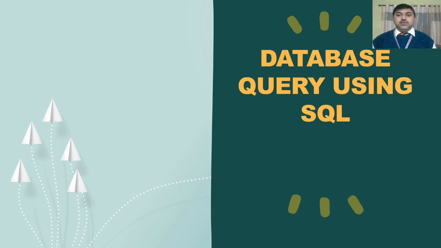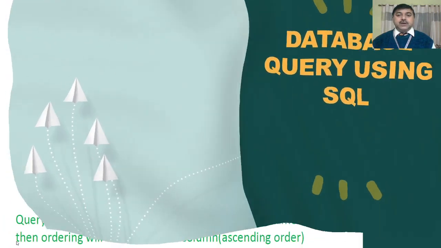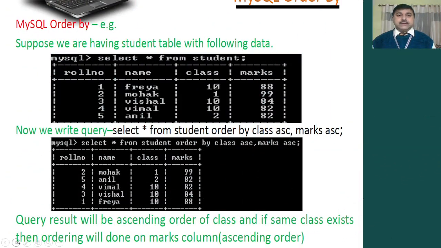So today I'm going to discuss the database query, and in this database query, today we are discussing the ORDER BY clause. Okay, so how will the ORDER BY clause be affected? How can we make use of this particular ORDER BY clause?